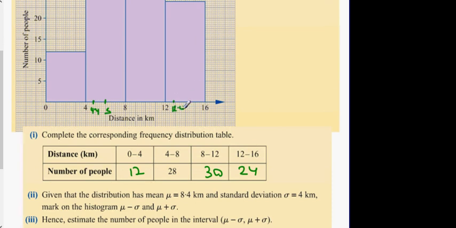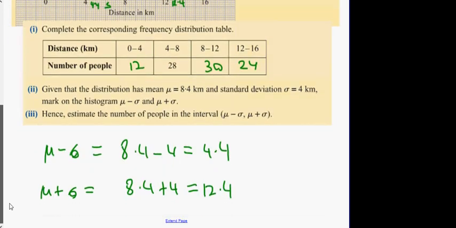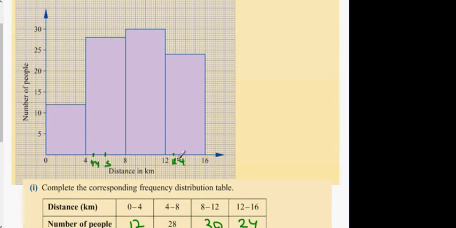This is the exact same question we did last time, but it'll have a graphical to show you how to do it. Hence, estimate the number of people in the interval between the mean minus the standard deviation and the mean plus the standard deviation. How many people are in between 4.4 and 12.4? So here's what we're going to do. Well, we know there's 28 here. That can't change, that's grand.